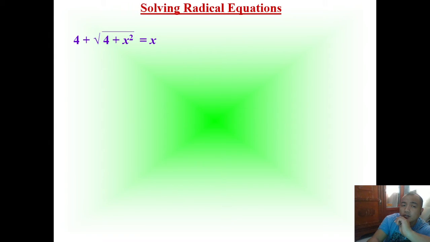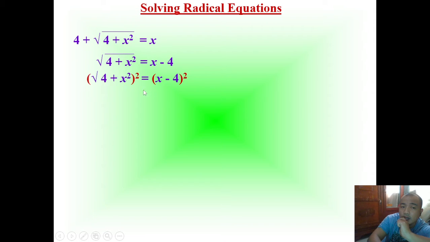Solving radical equations. We have here 4 plus square root of 4 plus x squared equals x. First, you transpose the 4. So it becomes square root of 4 plus x squared equals x minus 4. Then from here, let us square both sides of the equation. The square of this is 4 plus x squared, while the square of x minus 4 is x squared minus 8x plus 16. Then x squared minus x squared is 0. The x squared cancels. We transpose negative 8x to the left side. 8x. 16 minus 4 is 12. Then divide both sides by 8. 12 over 8 or 3 halves.